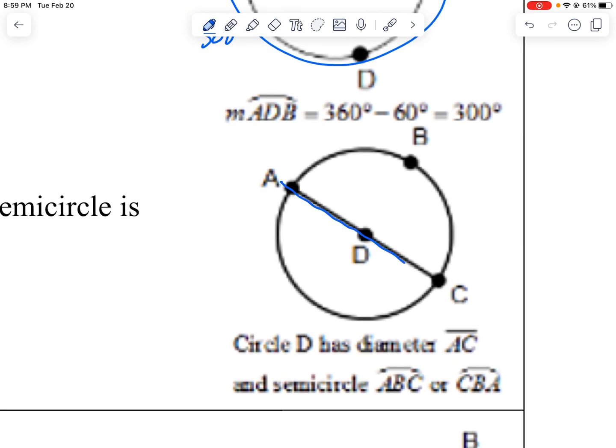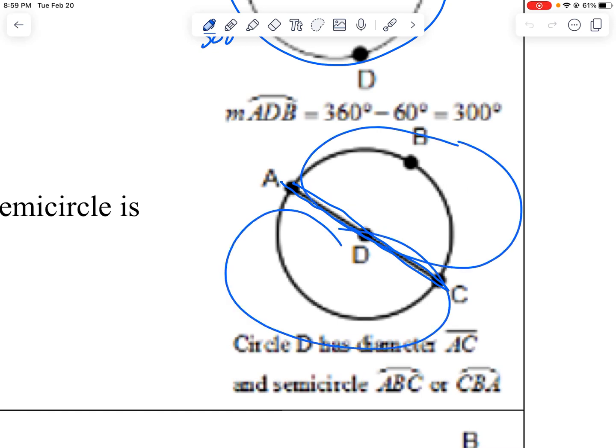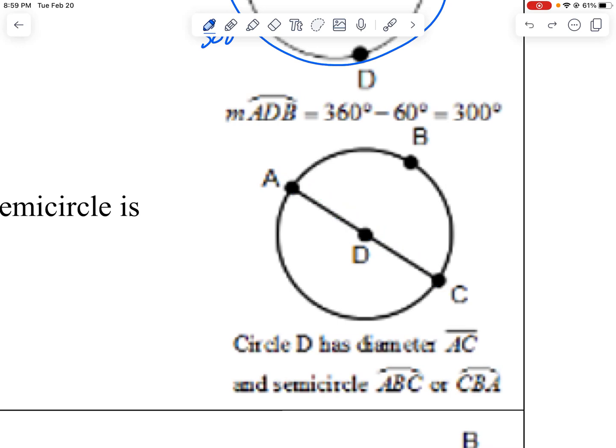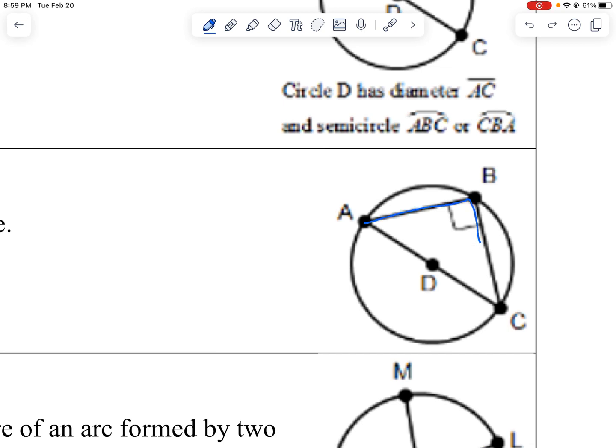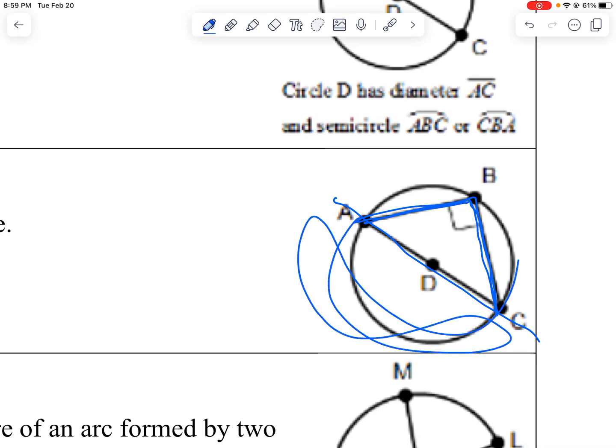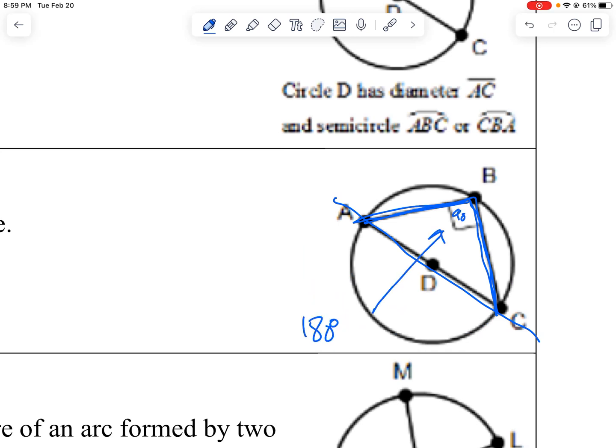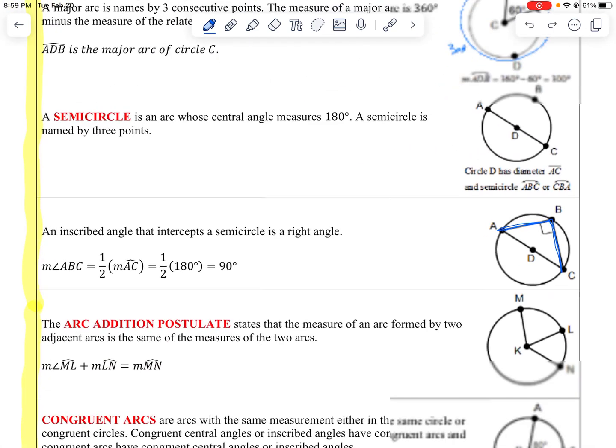If you have a diameter that cuts through the center, then each side of this is going to be 180 degrees because it's half a circle. But something that goes along with it is if you create a little inscribed angle across a diameter, it makes a little triangle. Since this entire thing is a semicircle, 180 degrees, the inscribed angle is going to be 1/2 of that. This is going to be 90 degrees, which is why there's a little right angle there. So anytime you have a little triangle where one side is a diameter, this angle here is going to be 90 degrees.